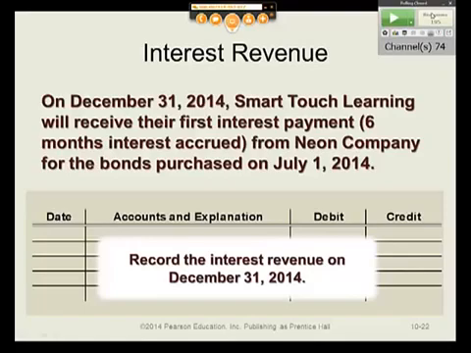And the full interest, let's say this was 2014. In 2015, on July 1 would be a full year. So if they held the asset for a year, then they would get a full year's interest. So in this case, they're only holding it for half a year.